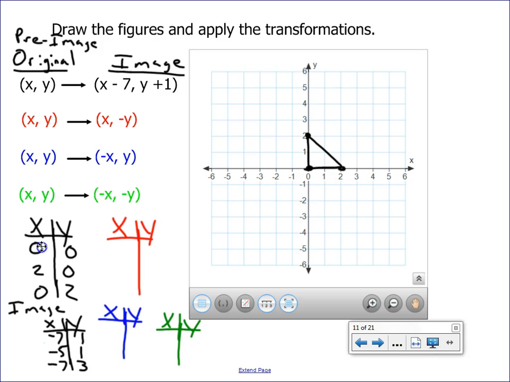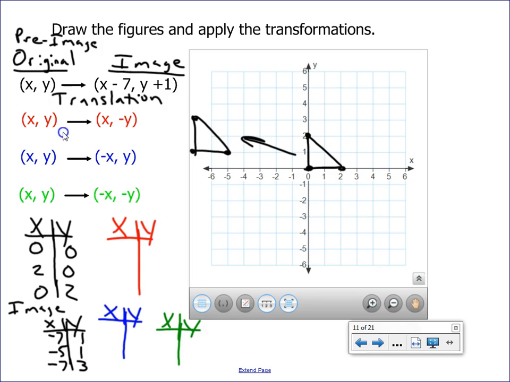And I can graph that on my graph. Negative 7, 1. Negative 5, 1. And negative 7, 3. Notice, what is that? Looks like a translation. Okay, maintains same shape and size. Take a look at the next example in red.